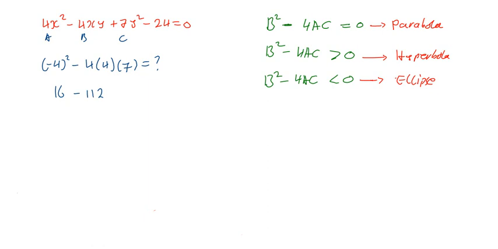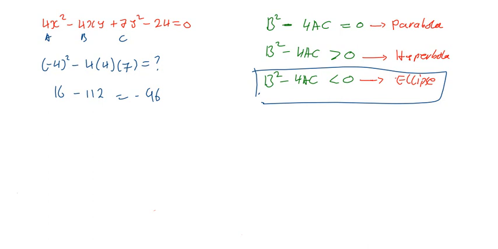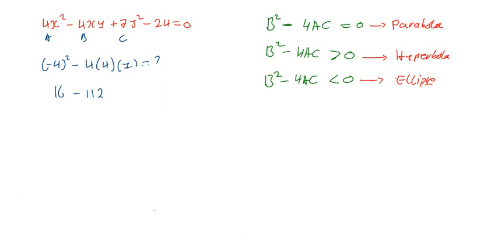So what do you get? You say minus 16 minus 112, you get minus 96, of which this falls under what, the ellipse, isn't it? So whatever we do here, we should expect to get an ellipse. If we don't get an ellipse, just know that we have done something wrong somewhere.